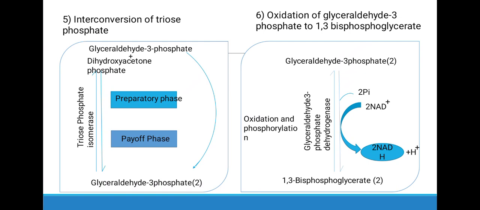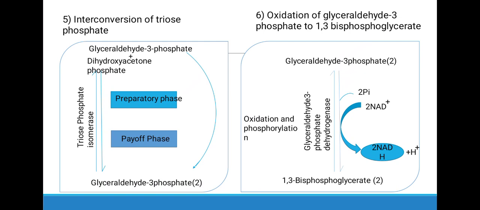Here we also find two phases, the preparatory phase and the payoff phase. In the preparatory phase, glucose is phosphorylated and cleaved to 2 molecules of glyceraldehyde 3-phosphate, and in the payoff phase, there is oxidative conversion of glyceraldehyde 3-phosphate to pyruvate and the formation of ATP and NADH.